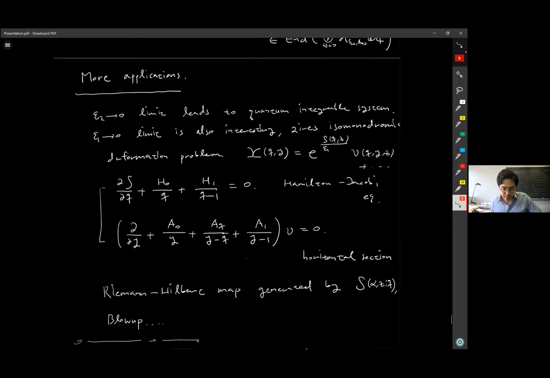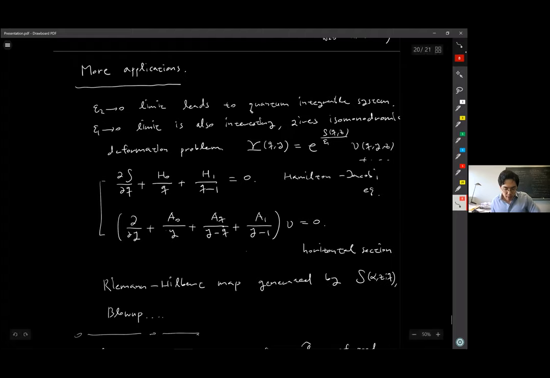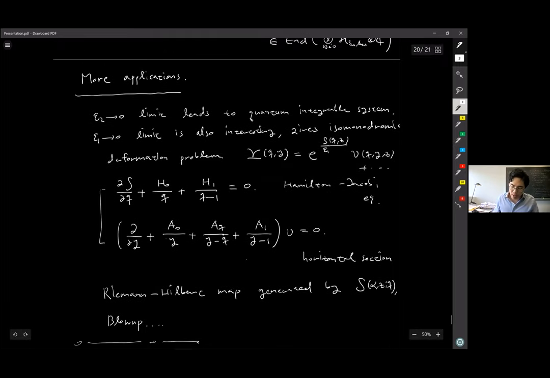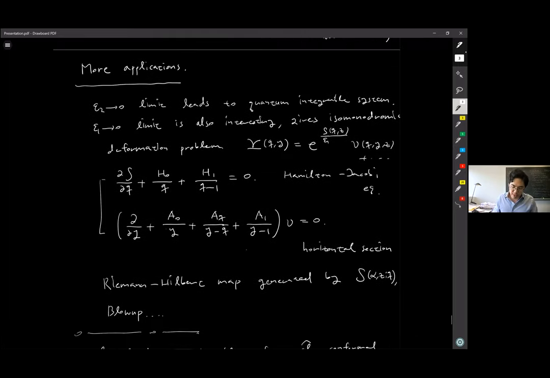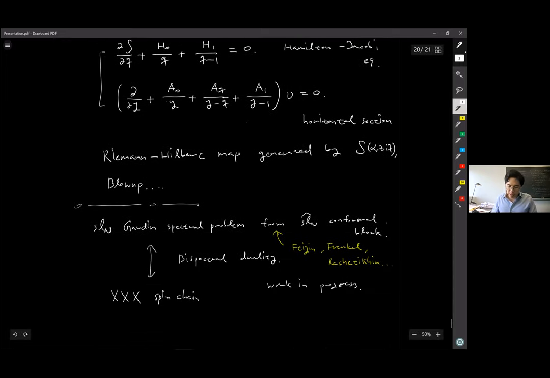So that was the spin chain story. There are further applications of the BPS/CFT correspondence by taking the epsilon 1 to 0 limit. It's related to differential equations and monodromy preserving deformations of them, that I will not go into the detail. And also, the Sutherland-Ruijsenaars spectral problem can also be associated.